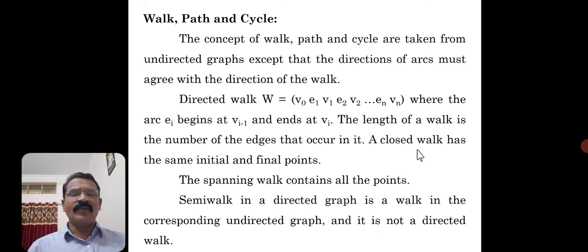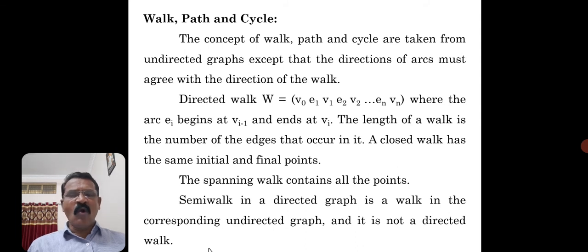Here, the length of a walk is the number of the edges that occur in it, similar to the undirected graph. So, a closed walk has the same initial and final vertices or points. The starting point and ending point must be the same. Then such a walk is called a closed walk. So the ideas are almost similar to those of the undirected graphs.